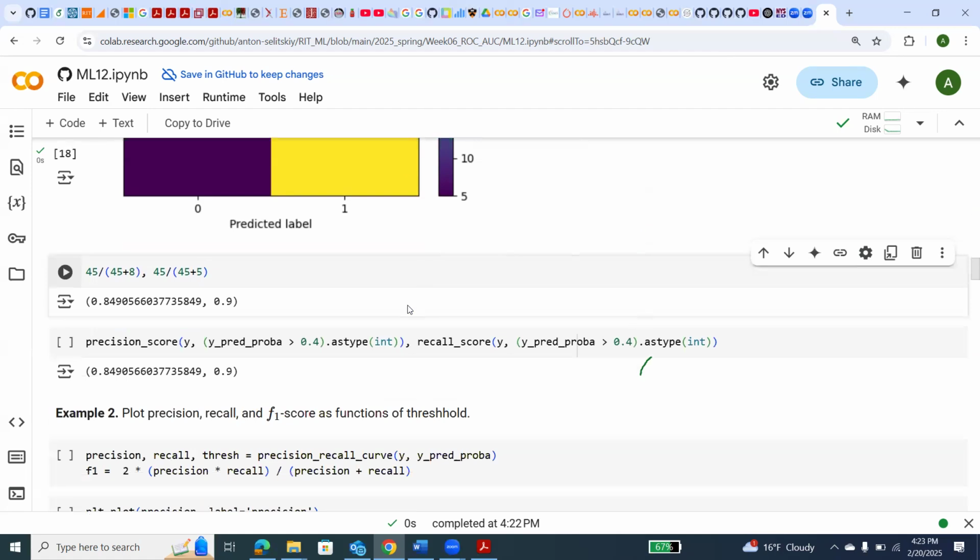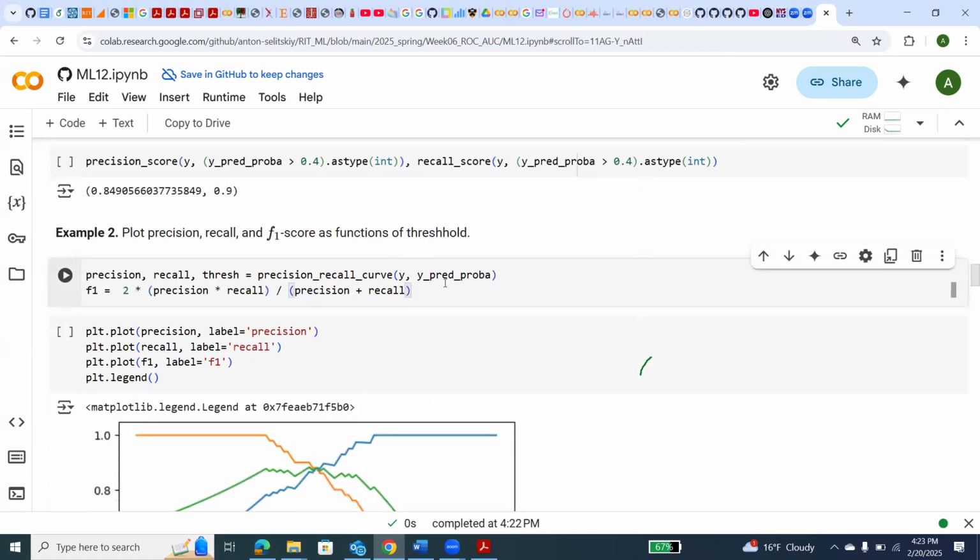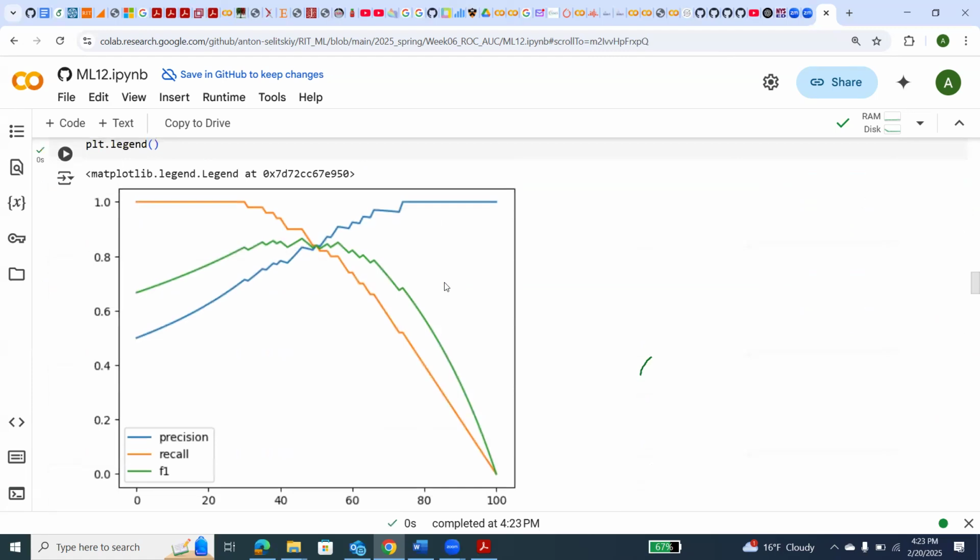Okay, now let's go to the problems. Oh, one more. This is just one more example. I plotted precision and recall curves and F1 score, just to show that the maximum of F1 score will be in the intersection of precision and recall. Just as you remember, we use F1 score to maximize both precision and recall. So it's just an illustration that it's true that it maximizes both precision and recall.